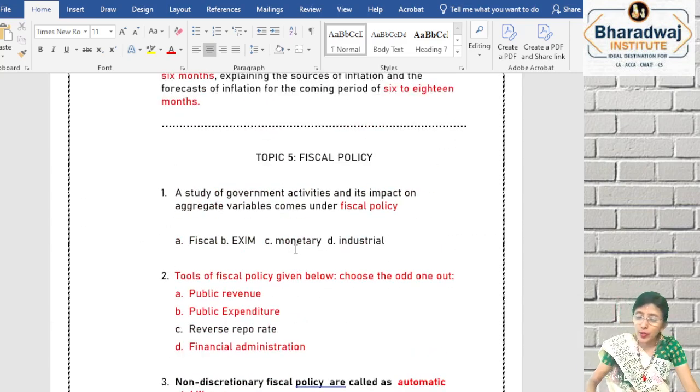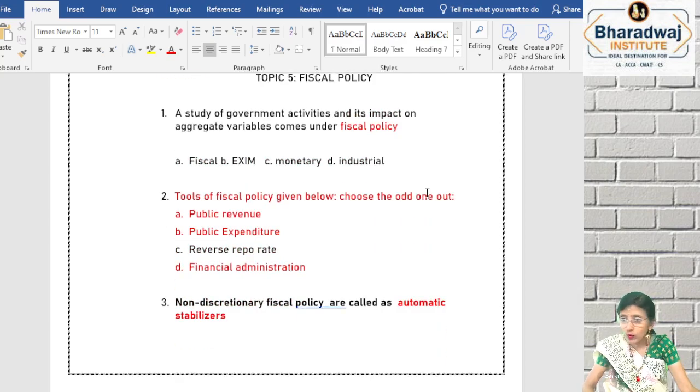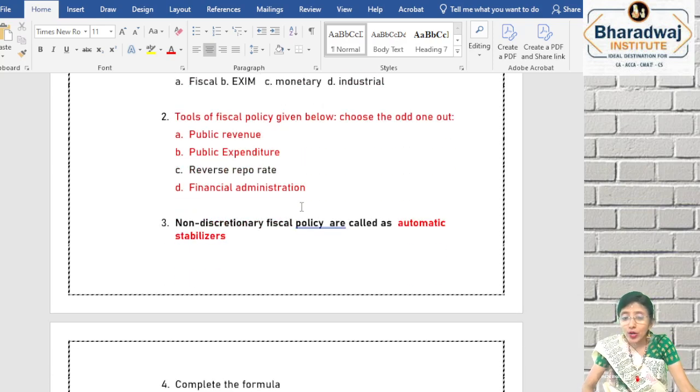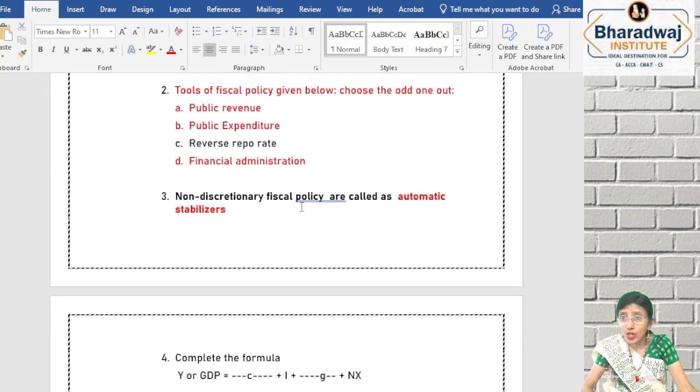A study of government activities and its impact on aggregate variables comes under fiscal policy. Don't be deluded by exim policy, industrial policy, monetary policy. Tools of fiscal policy are given below. Choose the odd one out. Were you able to choose reverse repo rate? Yes. Non-discretionary fiscal policy are known as automatic stabilizers.